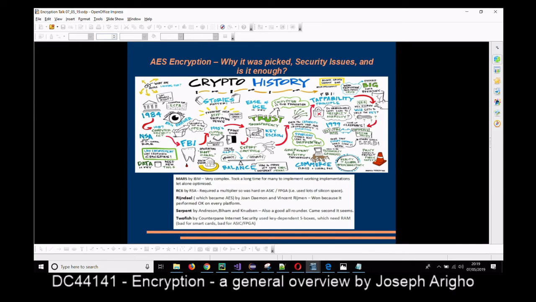It's like a duck: some things swim better than a duck, some things fly better than a duck, some things walk better than a duck, but a duck does all of them, and it does them all okay. Which is pretty much why AES was chosen.